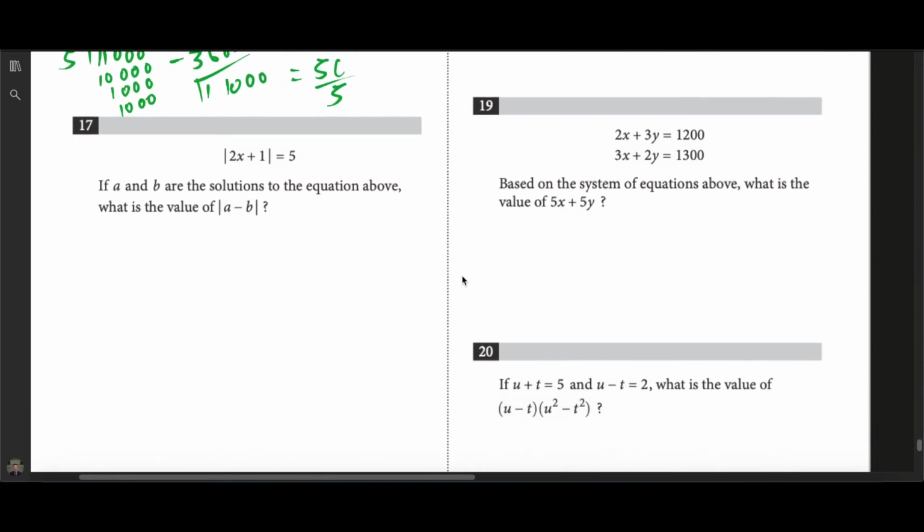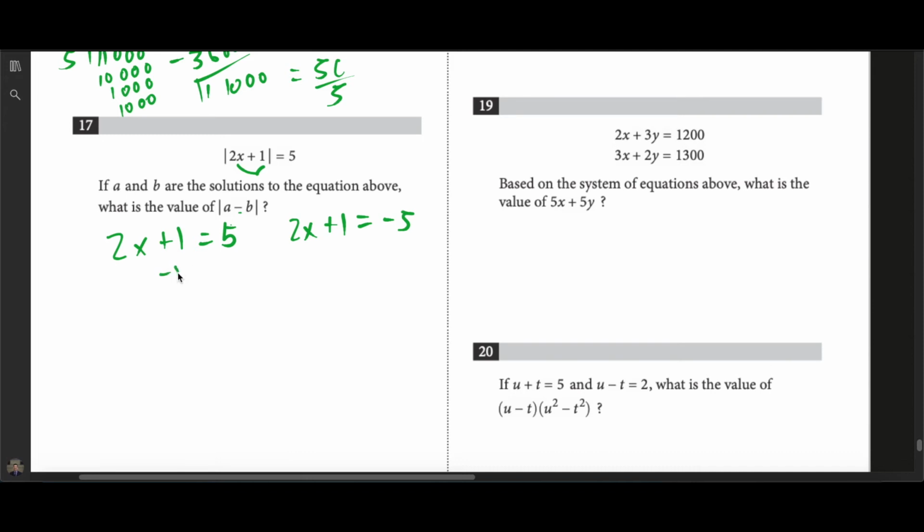Let's see, number 17. If A and B are the solutions to the equation above, what is the value of A minus B? Okay, so for this one, when you're working with equations of absolute values, you have to separate this out into a positive equation, and you also have to separate this out into a negative equation. Because whether that's a 5 in there or a negative 5, the absolute value bars are basically going to turn this into a positive 5 anyway. So you have to solve for both. And this is either going to be A or B. It's not going to matter which one's which.